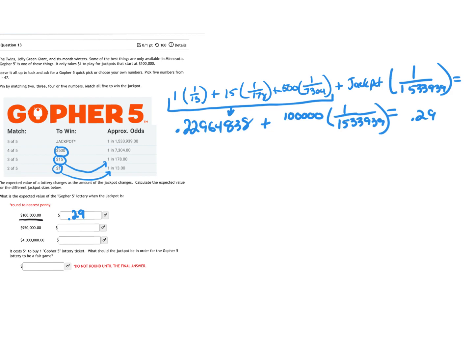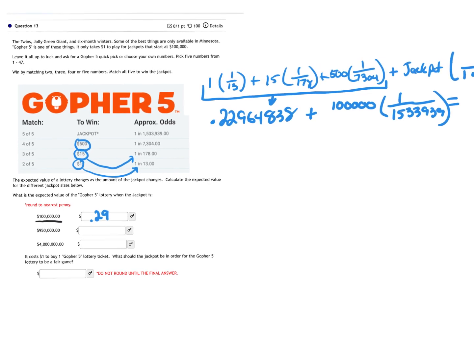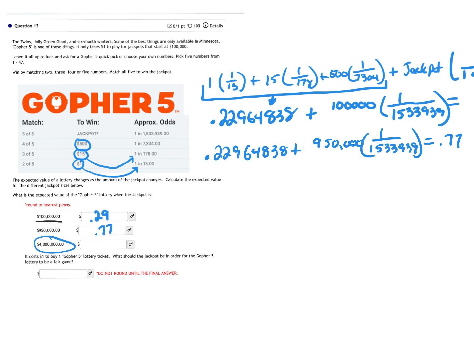So now if I want to find the expected value when the jackpot is 950,000, again, I'm going to start with the expected value of all of the prizes except the jackpot and just add that in. So that's 950,000 times 1 over 1,533,939. And when you put that in your calculator, you'll end up with 0.77. And then you'd do the same thing for 4 million. You would just put 4 million in that spot there, and that's how you would get that.